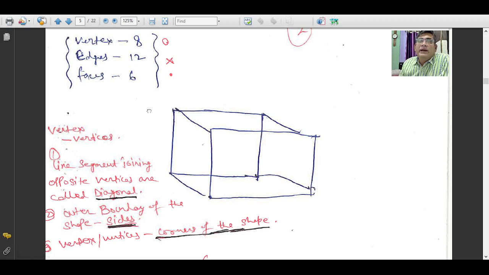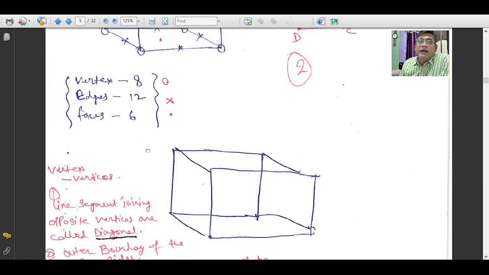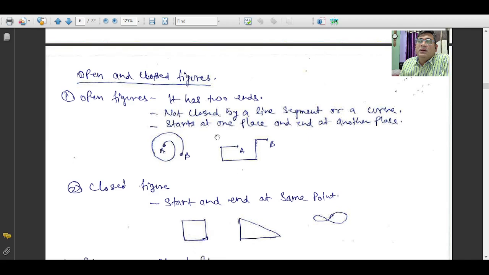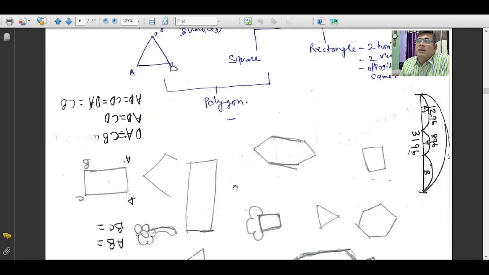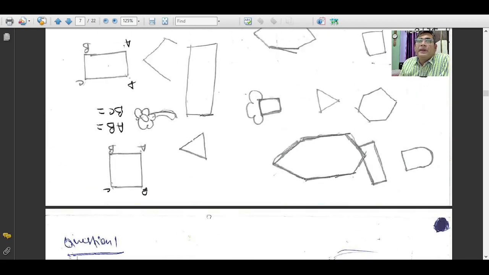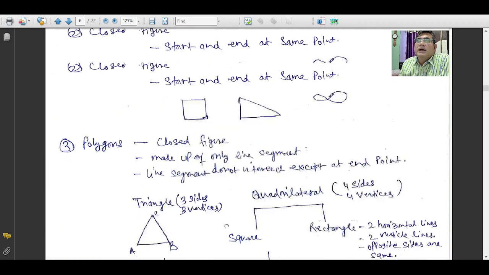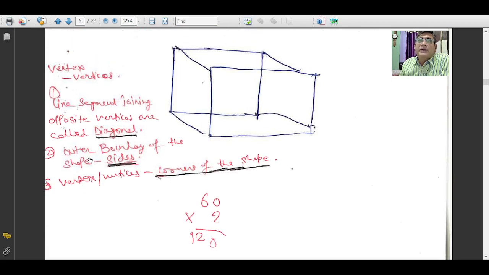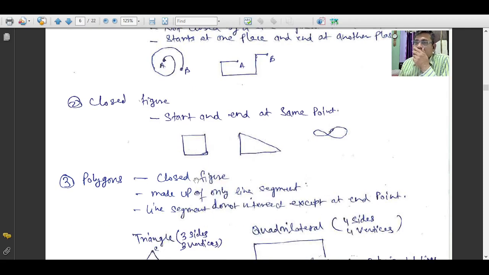So in a rectangle or a square, we have two diagonals. You know what is diagonal? I will show you. See, this is a square. AC is a diagonal and DB is a diagonal. What is diameter? Diameter is a circle's 2 into radius. Diameter is not there in your syllabus.